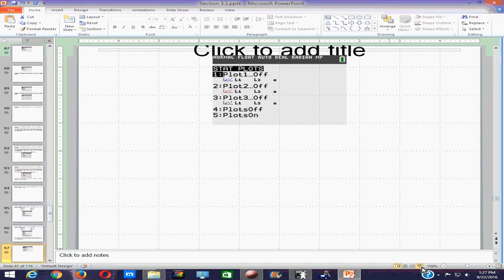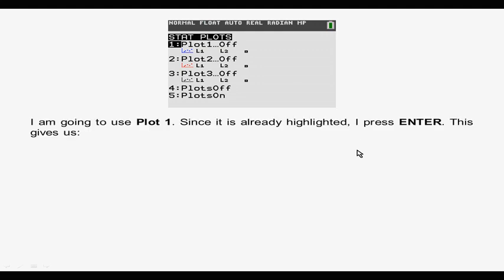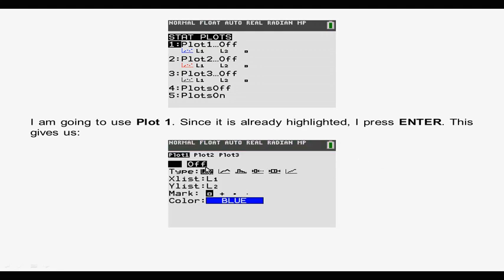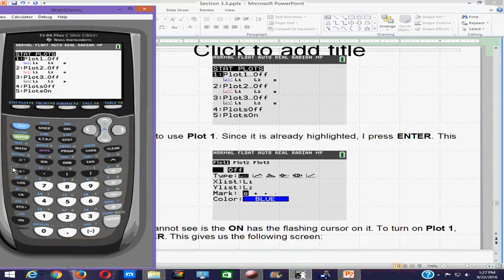Now, in order to do the statistics or the plotting of the points, you have to turn one of them on. The best choice is the one that's already highlighted, the plot 1. So I'm going to use plot 1 since it's already highlighted. Just press enter, and you're going to get this. Your first choice is you have to turn it on. If you cannot see that the on is on, it's actually flashing. So choice 1, turn it on, just press enter. It's now on. Now you have these different types of graphs.